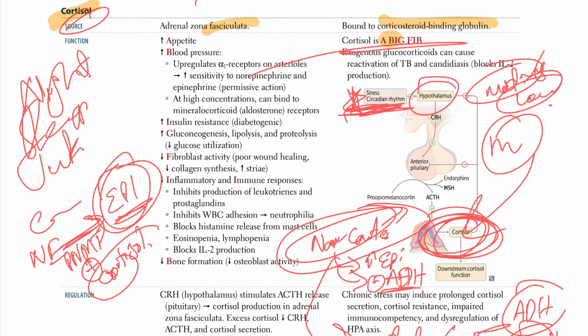A mnemonic is "big fib", or however you want to call it. First of all, you have to know that big is high and fib is low. So you have increased appetite, increased blood pressure by upregulating alpha-1 receptors, increased insulin resistance, increased gluconeogenesis, lipolysis, proteolysis. Now, everything else is just going to be decreased.